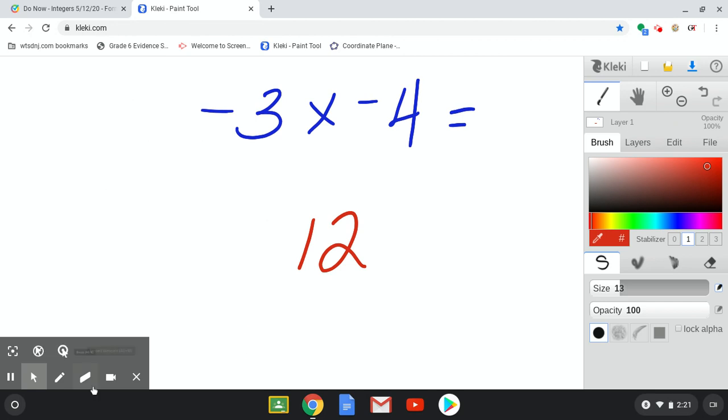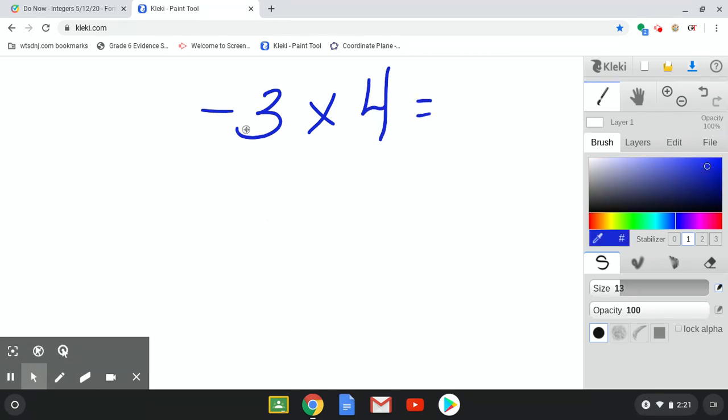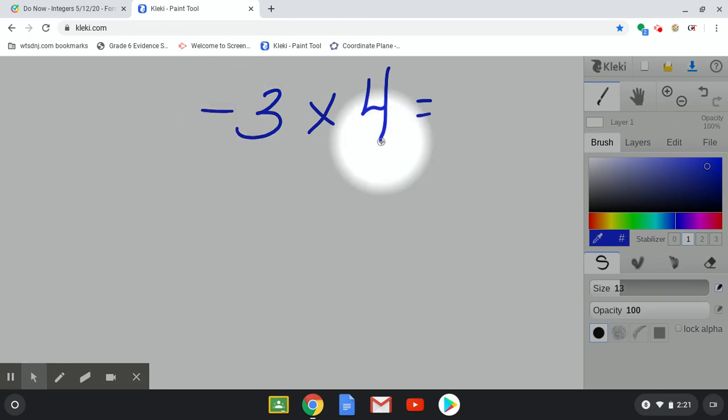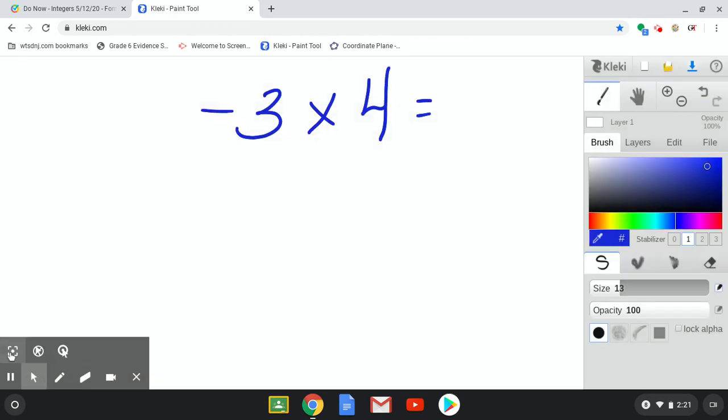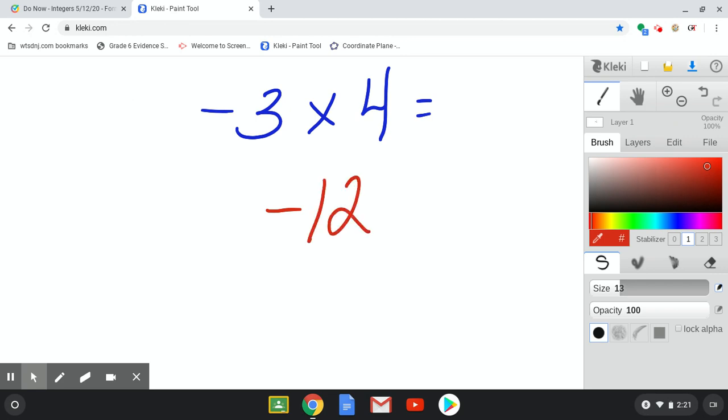Okay, so let's see if I change this and I made it -3 times 4. Well, if my signs are the same, my answer is positive. If my signs are different, my answer is negative. My sign here for the 3 is negative. My sign for the 4 is positive. So here my signs are different. So my final answer is going to be negative. So I'm going to put my negative sign so I don't forget it. Now I'm going to do the math. 3 times 4 is 12. My final answer is a -12.